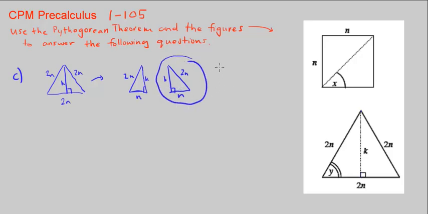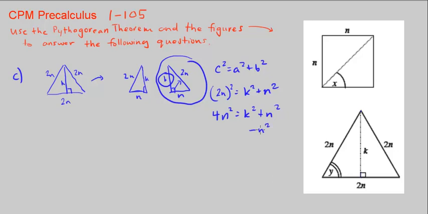We know from the Pythagorean theorem, c squared is a squared plus b squared. The hypotenuse is 2n, so it's 2n squared equals k squared plus n squared. 2n squared, that squared is distributed to both the 2 and the n, so it's 4n squared equals k squared plus n squared. We're trying to solve for k, right? So let's subtract n squared from both sides. We get 3n squared is equal to k squared.